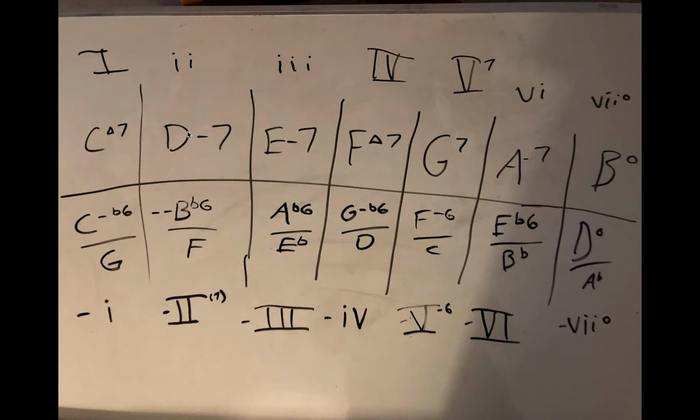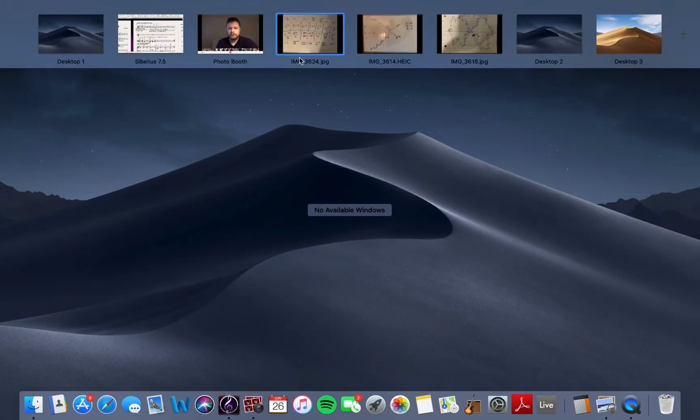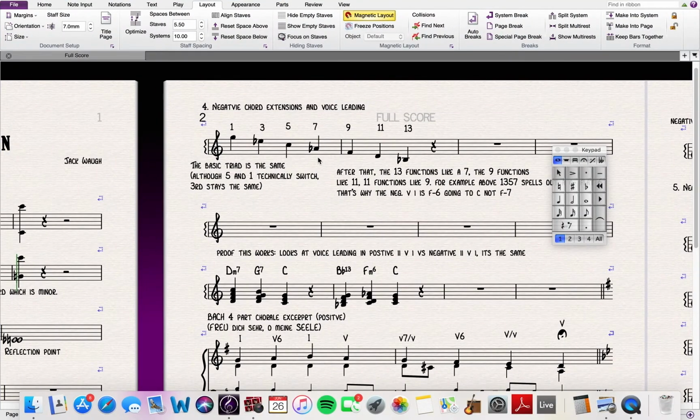A 2 chord is a little bit more interesting though. A D minor 7 goes to a B flat 6 over F. However, I put this double negative symbol here to indicate that the extensions are not what you think, right? So if we go back over to our chart here, remember that before we said the 6 is taking the function of the 7 in positive. So if we look here, we have a C minor chord laid out, right?